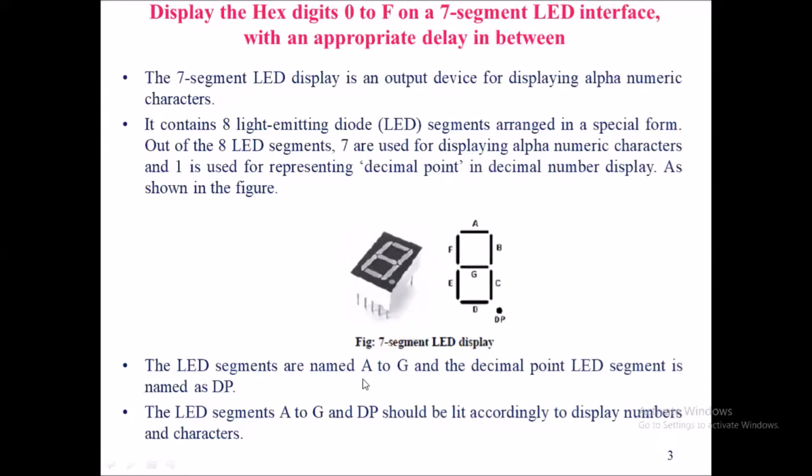The LED segments are named A to G, and the decimal point LED segment is named DP, as shown in the above figure. The LED segments A to G and DP should be lit accordingly to display numbers and characters. Here, to display the numbers as well as the characters, the corresponding segments should be lit. Then only the numbers can be displayed.